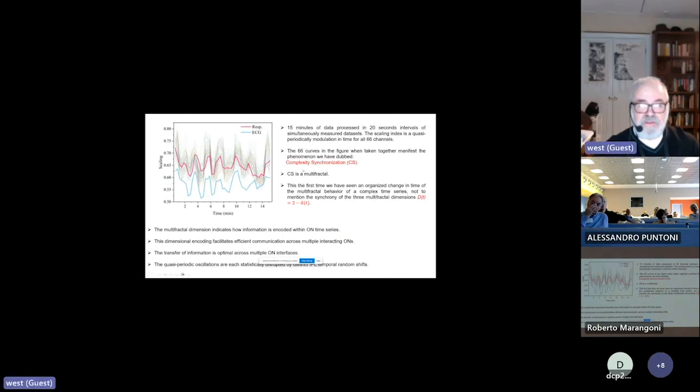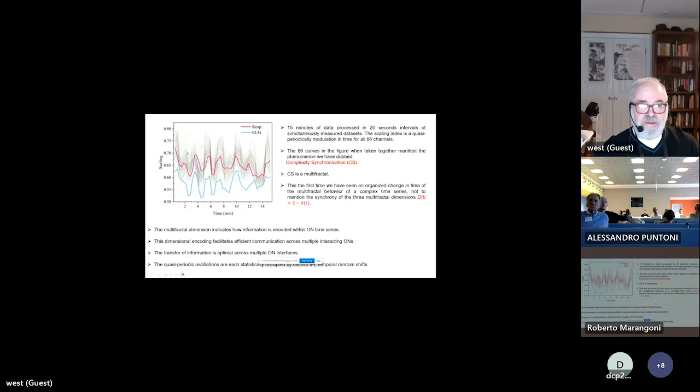Sorry. The point of this is that you take these 66 curves, that's 64 EEG time series. That's the light brown curves here in the background. These are all for the 64 data sets that have been measured in this experiment. And then the red curve is the respiration rate taken simultaneously during this experiment. And the blue curve is the electrocardiogram taken in this experiment. So all of these quasi-oscillating scaling indices in time are taken simultaneously.